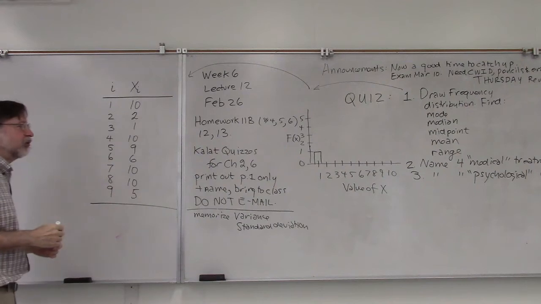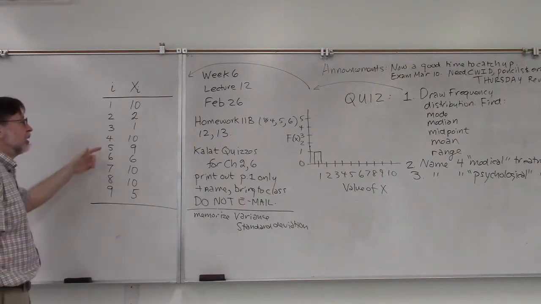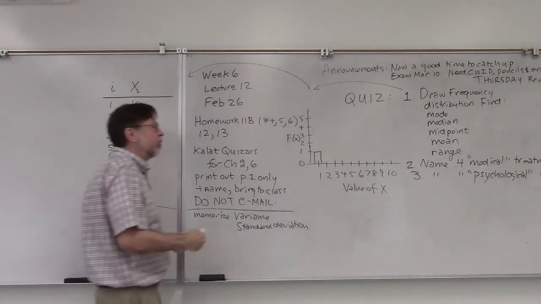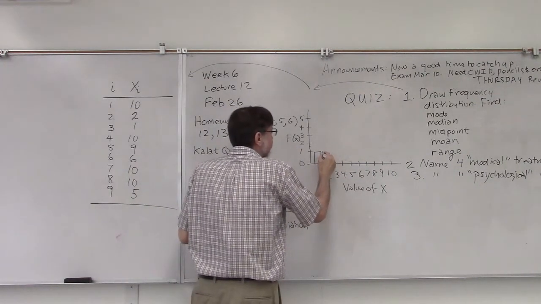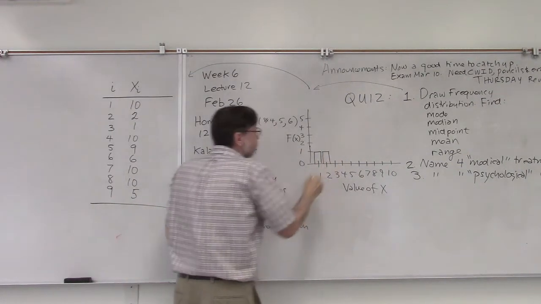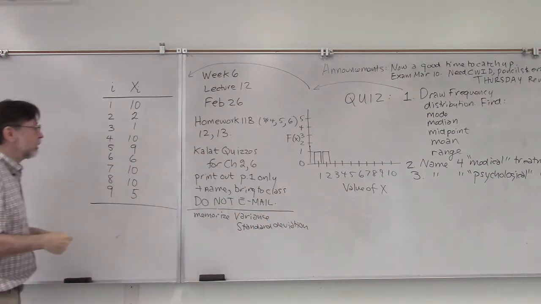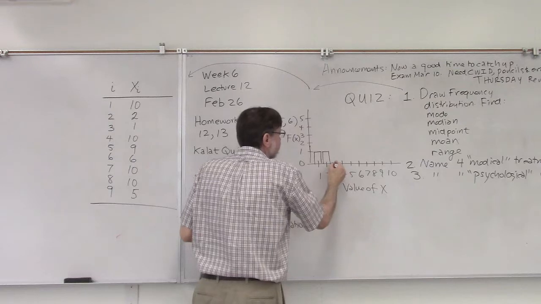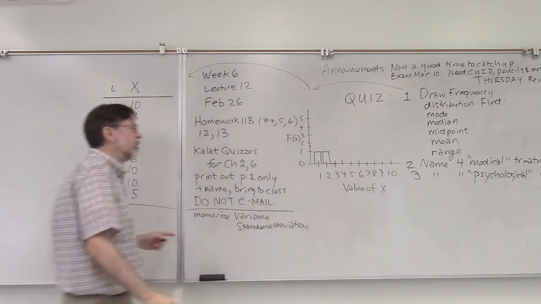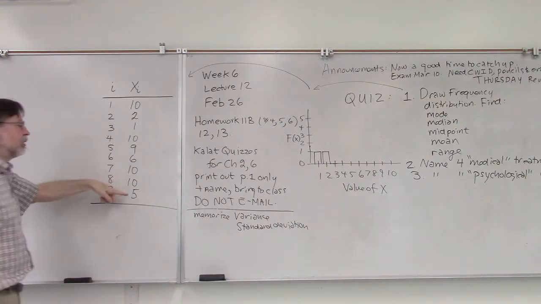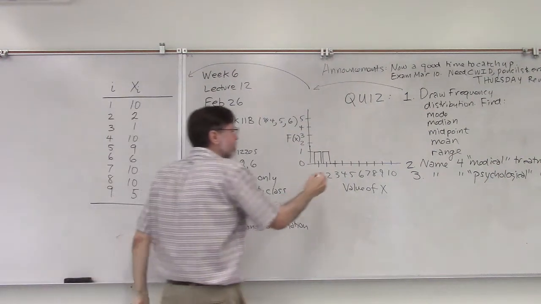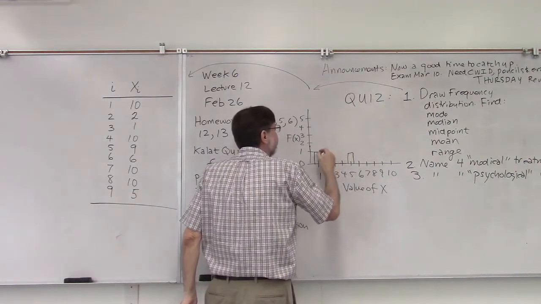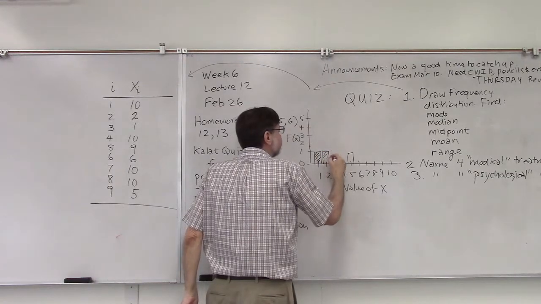So the frequency of 1 is 1. How many 2's are there? Well, there's 1, so we draw a box whose height is 1 over the 2. Are there any 3's? No. So the height of the box is 0, showing that there are 0 3's. Any 4's? No, but there's a 5. So 0 4's, 1 5. You could fill these in if you like.